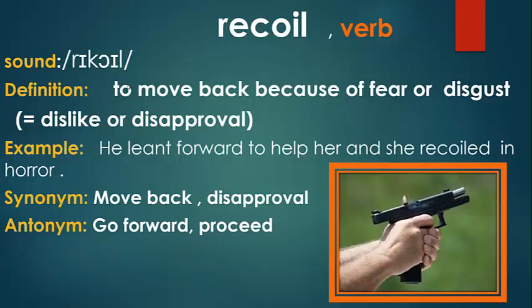This is a simple picture. When this weapon works, this part of the weapon must go back to kick out the bullet, or the blank bullet. So recoil is like to go back, or the effect of being back or backward.